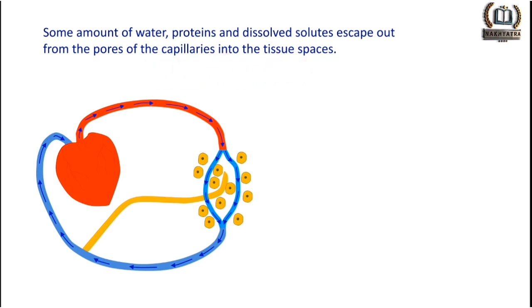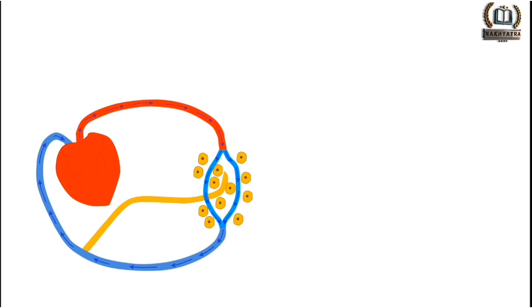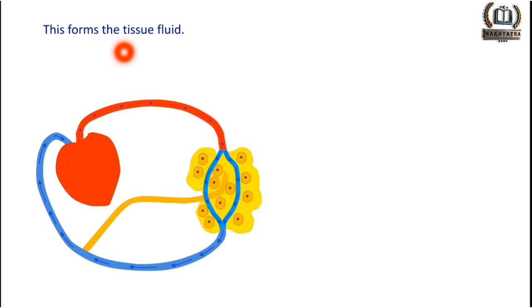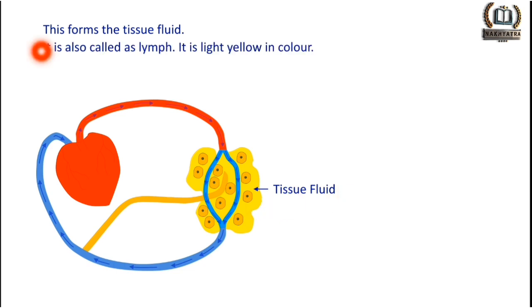When blood flows through the capillaries, the capillaries have some pores. Through these pores, water, proteins and some dissolved solutes escape. Yes, inside the tissue spaces, as you can see here. It occupies the tissue spaces. Now this forms the tissue fluid. Clear? It is also called lymph.